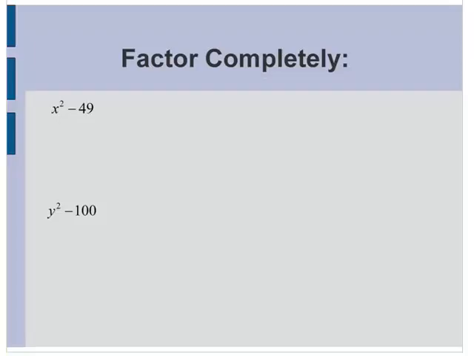For example, if we are asked to factor x squared minus 49, we notice that x squared is the perfect square of x, and 49 is the perfect square of 7. So this fits the a squared minus b squared format, and so we can factor this as x plus 7 times x minus 7. And of course, we can check this by multiplying it back out. Why don't you try the other one on the slide on your own?